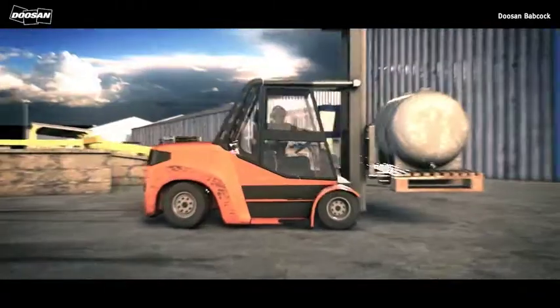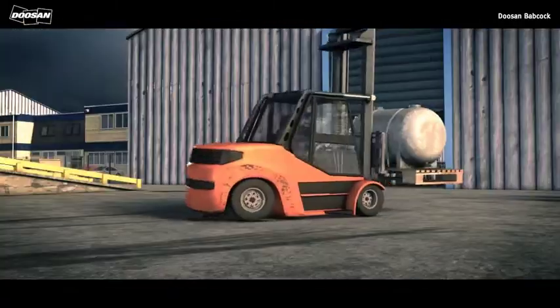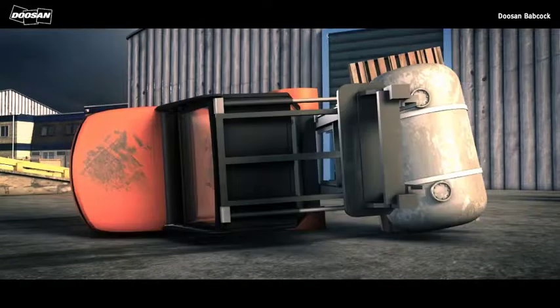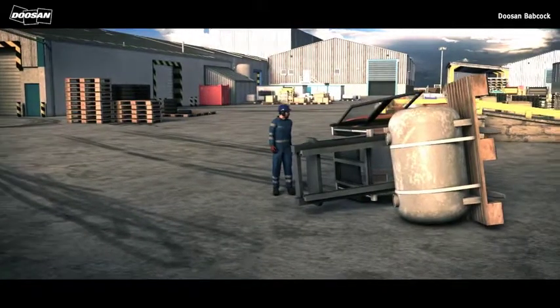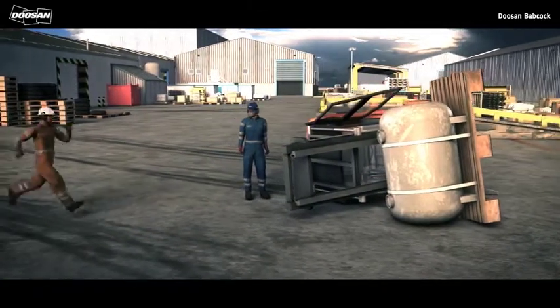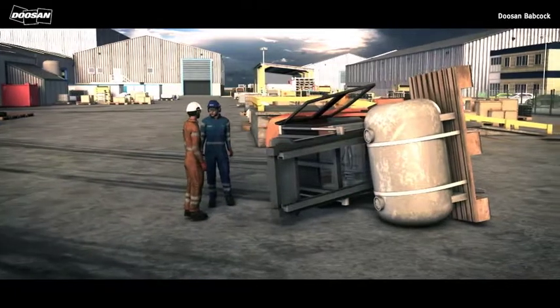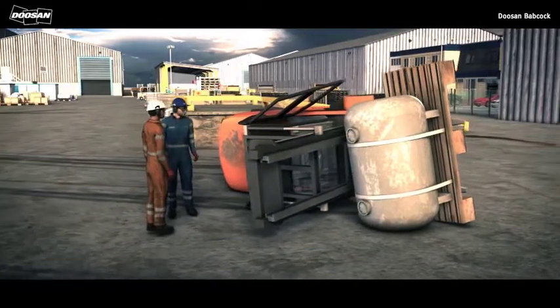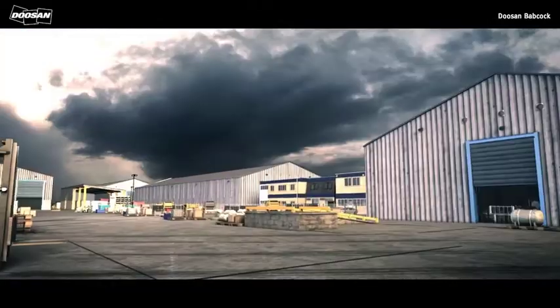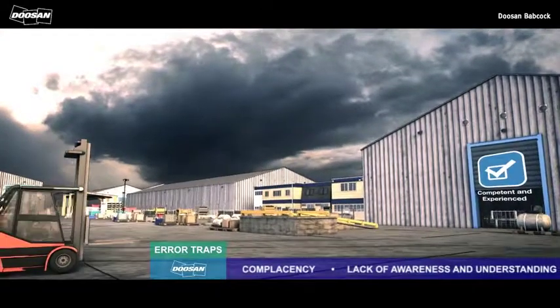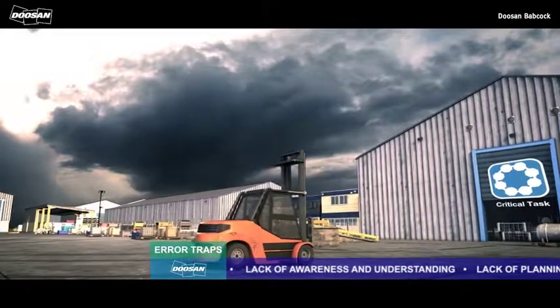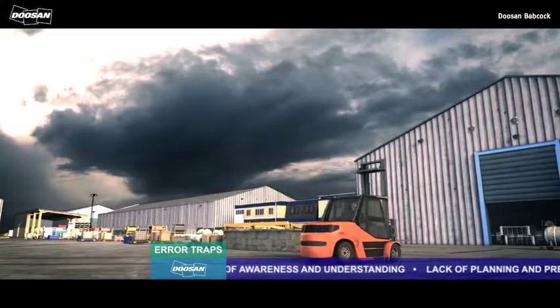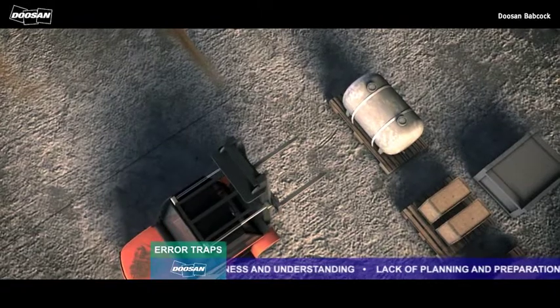Feeling this movement, the driver's reaction was to stop the vehicle. The sudden braking caused further movement of the load, and subsequently, the forklift truck overturned. So what went wrong? And where were Doosan Babcock's standards and expectations for the use of rider-operated mobile work equipment not met? The driver was competent and experienced and had also undertaken the critical task standards and expectations awareness training for the use of rider-operated mobile work equipment.